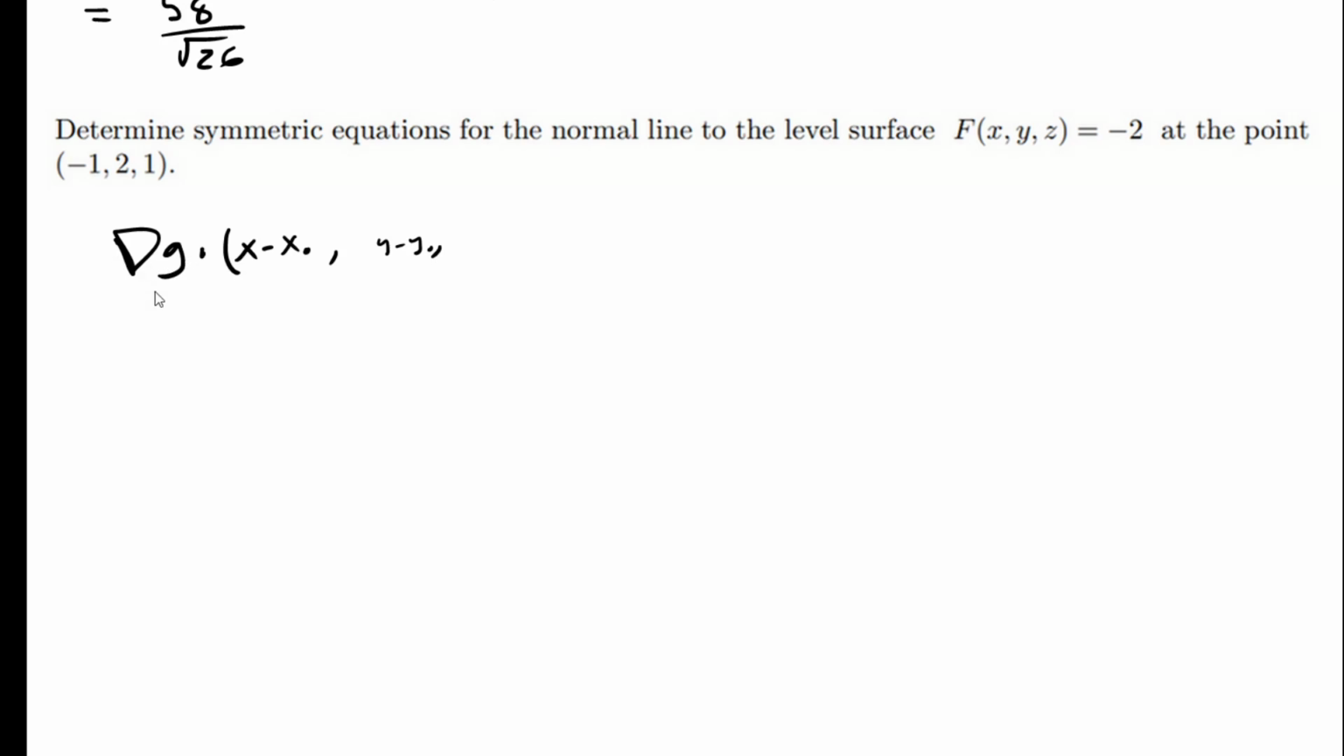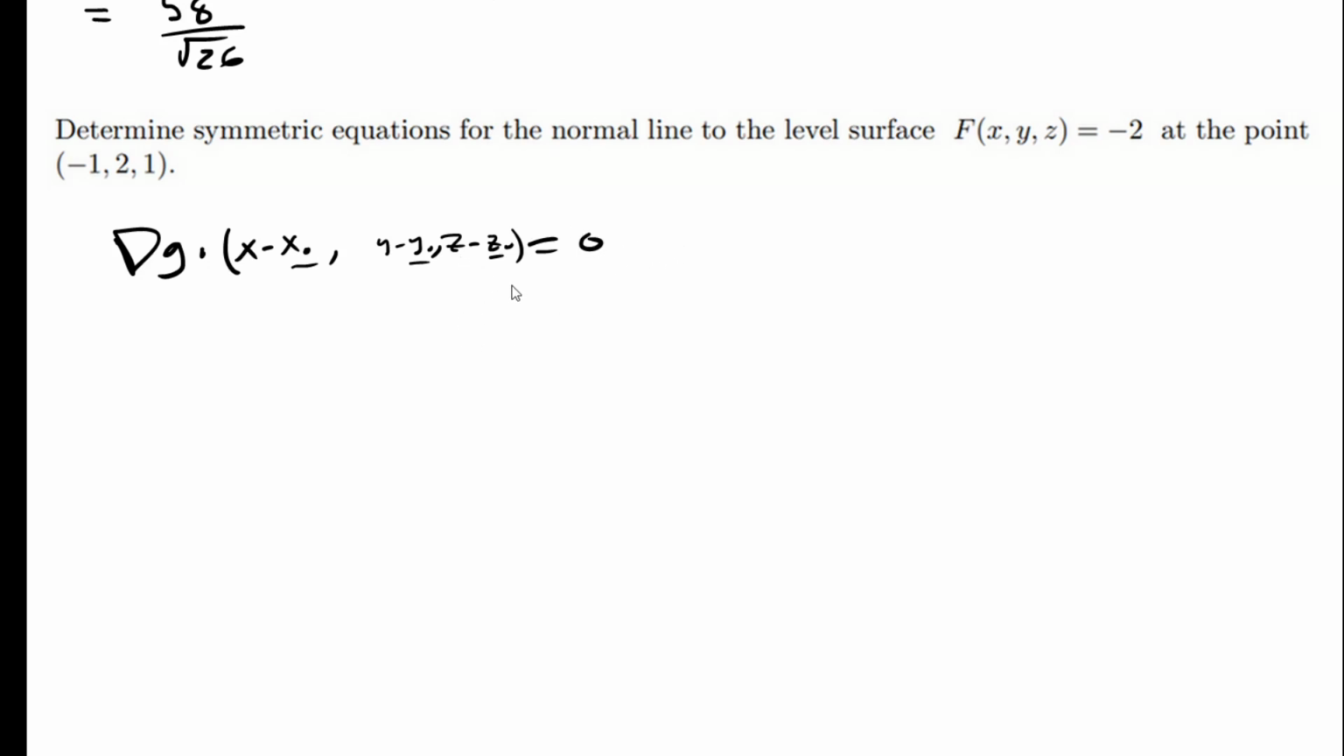Now, so this was our normal direction. This was our normal for the plane. And then the x0, y0, z0, these were points on the plane. So we had this equal to 0. So this was the equation for the tangent plane.